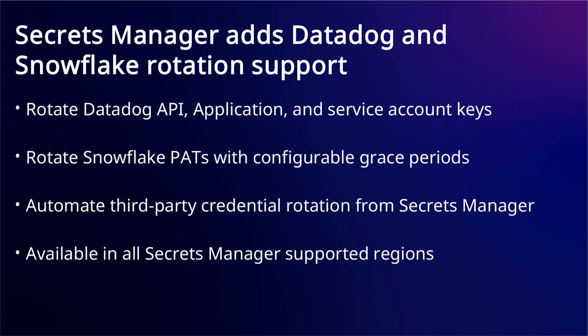For Snowflake, you can rotate programmatic access tokens using native authentication with a configurable grace period that prevents service interruption during token transitions. These integrations enable you to centralize credential rotation for external services alongside your AWS secrets, reducing manual processes and improving security. This capability is available in all regions where Secrets Manager managed external secrets is supported, joining existing integrations with BigID, Confluent Cloud, MongoDB Atlas, and Salesforce.